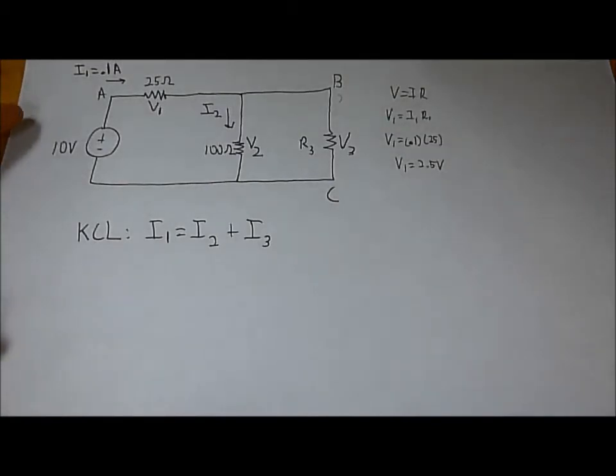Now we can determine the voltage at node B by taking the source voltage of 10 volts and subtracting the 2.5 volts dropped across the first resistor. This leaves us with 7.5 volts.